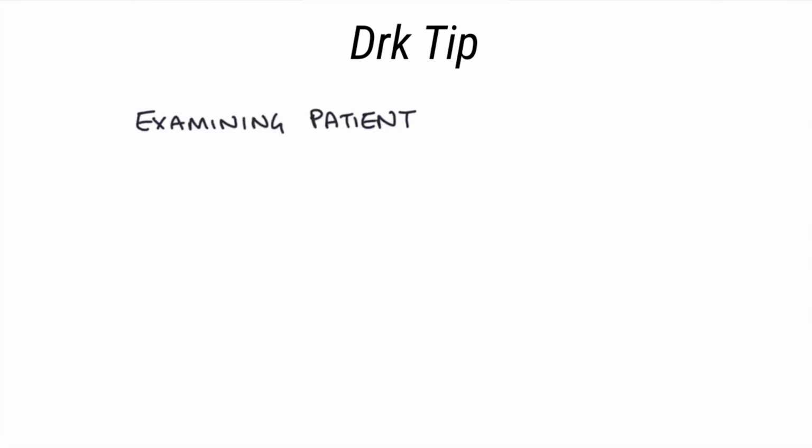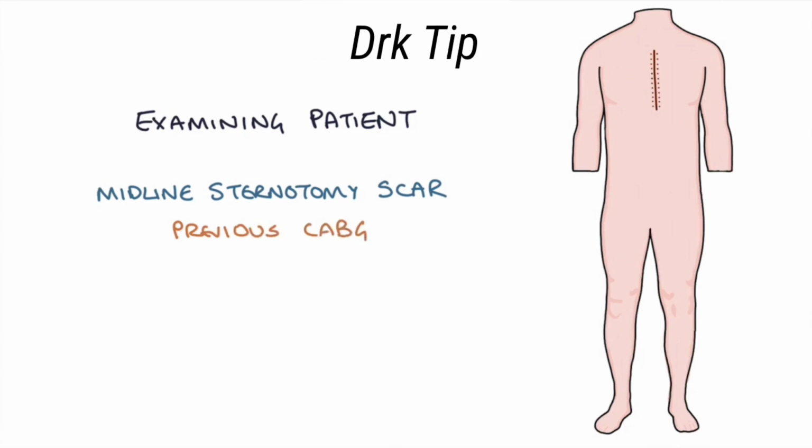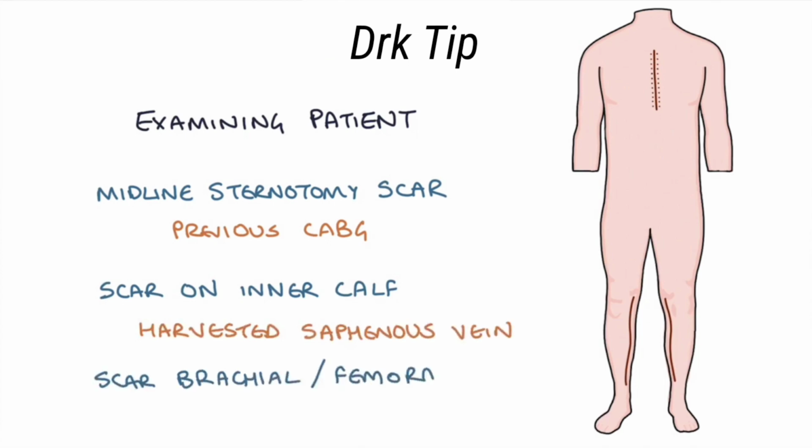When you're examining a patient that you think might have coronary artery disease, always check their chest to look for a midline sternotomy scar, which would indicate a previous CABG, and then check for scars along their inner calves, which could be where they've harvested a saphenous vein for that CABG. You can also check for scars on the brachial and the femoral arteries, in the antecubital fossa and in the groin, which might indicate they've had a previous PCI procedure. And this will basically impress your examiners and give you a really good clue about what that patient has been through in order to treat their coronary artery disease.